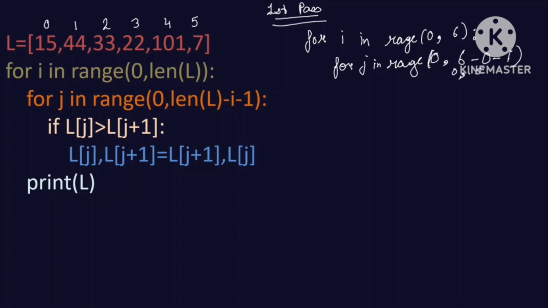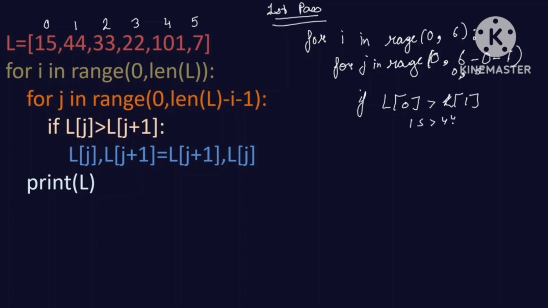Then we will compare the next element, 44 greater than 33, true, it will swap the position. Next time 33 greater than 22, again it will swap the position. So in this way our first pass will happen.